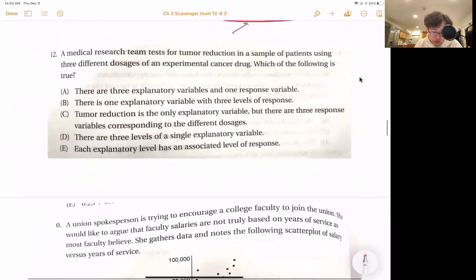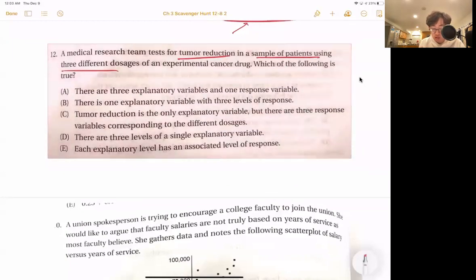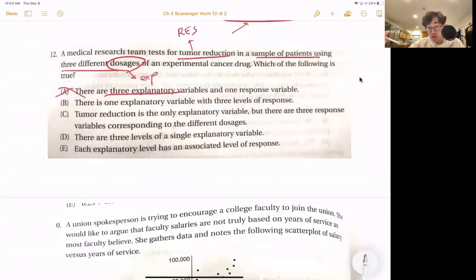Number 12: a medical research team tests for tumor reduction in a sample of patients using three different dosages. It seems like the dosage is going to be your explanatory variable, whereas tumor reduction is going to be your response as a result of those dosages being applied. So you have one explanatory variable. It's not A. There are three different levels of dosage, but that doesn't mean there are three different explanatory variables. There's just one: the dosages.